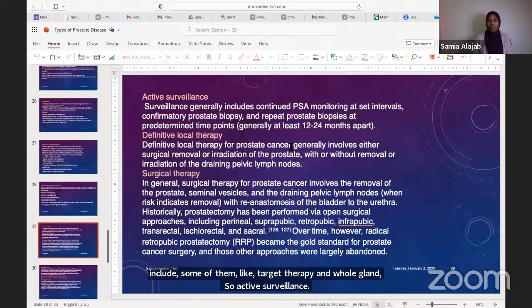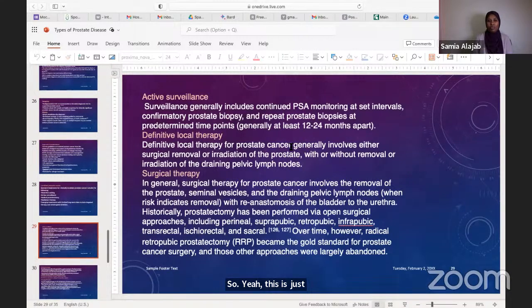And so active surveillance, this is where we continuously monitor prostate-specific antigen. We can also do several confirmatory prostatic biopsies and repeat prostate biopsy at a predetermined time point, or we can tell the patient that at least after 12 to 24 months you have to come to repeat the biopsy.